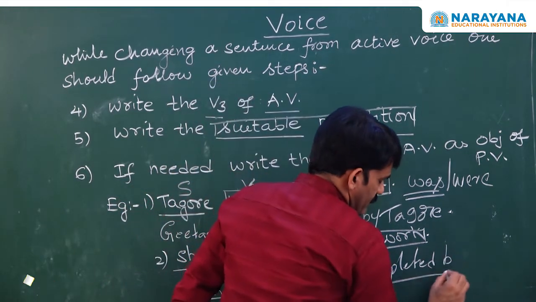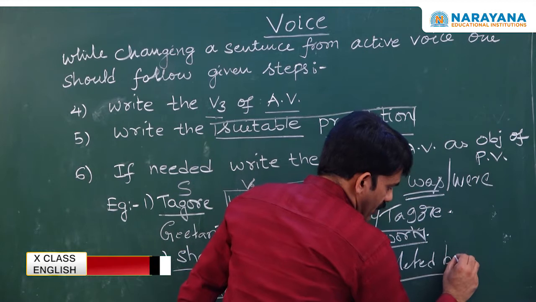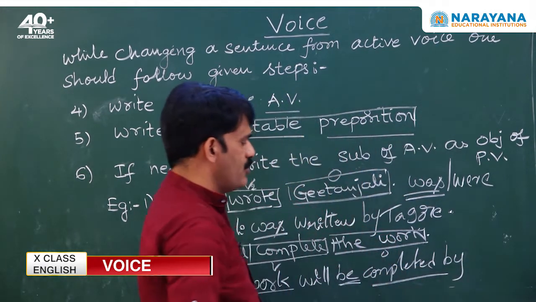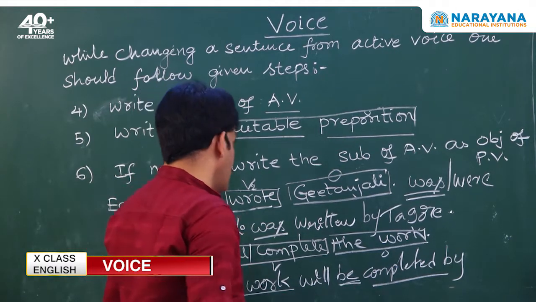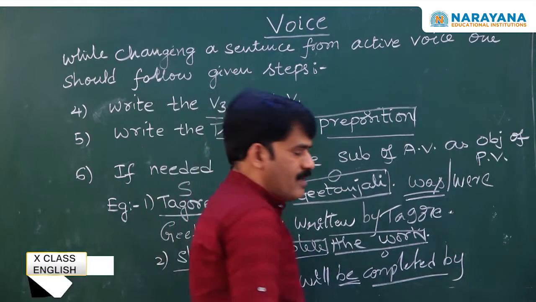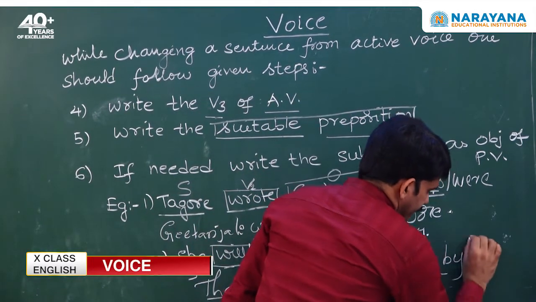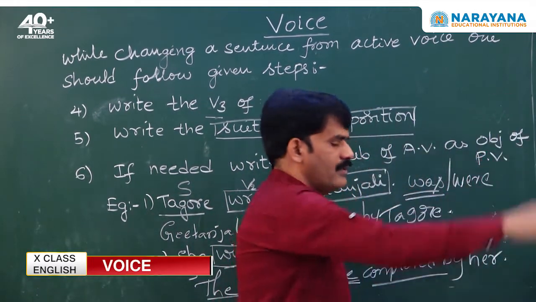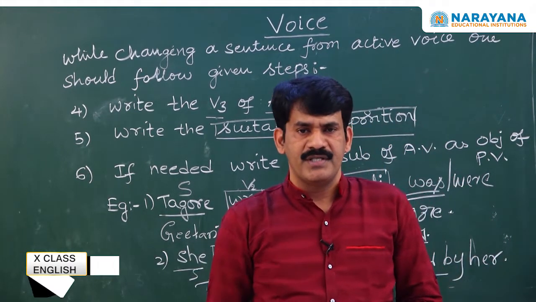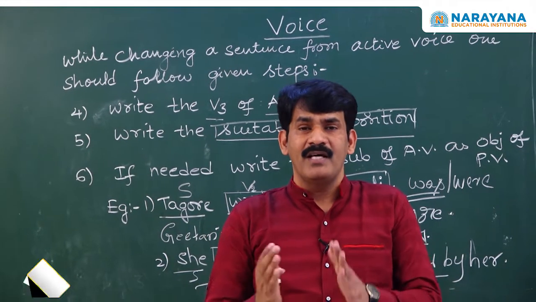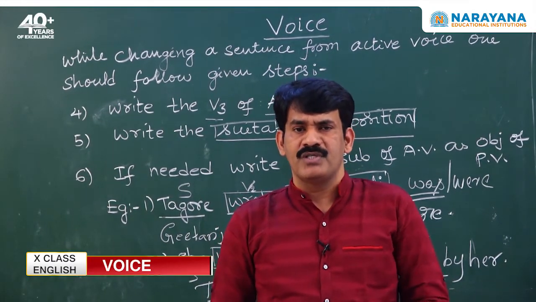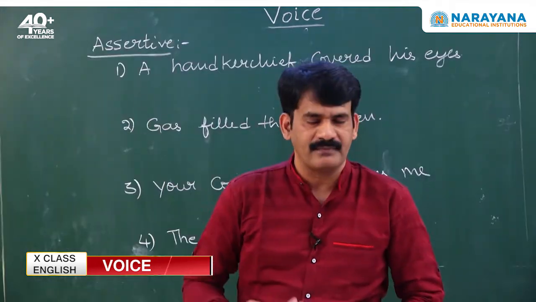If required, you can write the object or not. But before that, I need to take the suitable preposition. What is the suitable preposition here? By. What is the object form of she? The object form of she is her. This is how we can answer the questions. Now let us see a few more sentences so that you can get clarity with other prepositions, not just by. I will show you some other prepositions and how to use them in sentences.